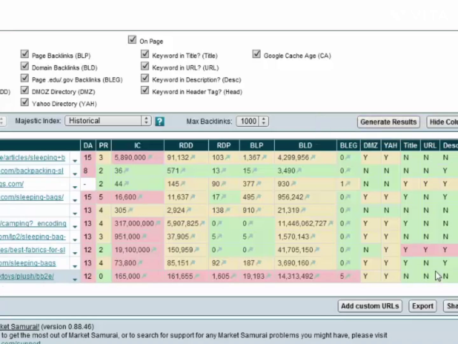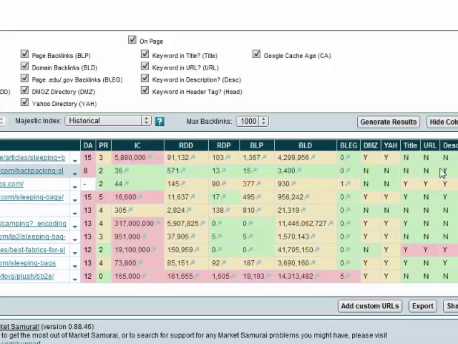Not really, maybe one of these, and that's Overstock. This one is the best sleeping bag. So they are actively going after it. They put that in their title. They put it in their URL. So they're actively going after it. They got 377 backlinks, which is a pretty good amount.